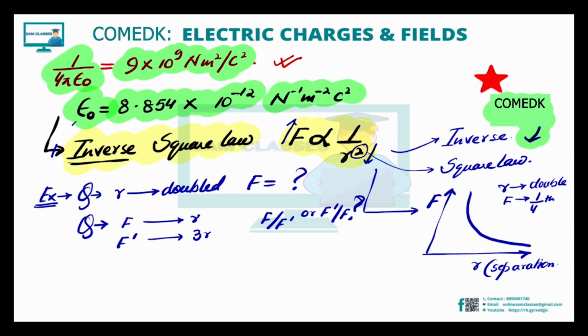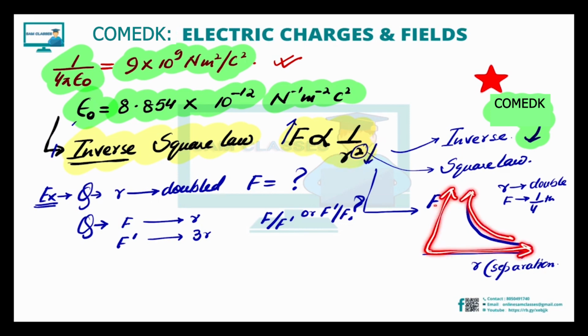Clear? So that is the inverse square law. Inverse means if one increases, the other decreases. And square means how rapidly it is decreasing: by the square of the distance. If you want to plot a graph, a lot of times graphs are also very important.